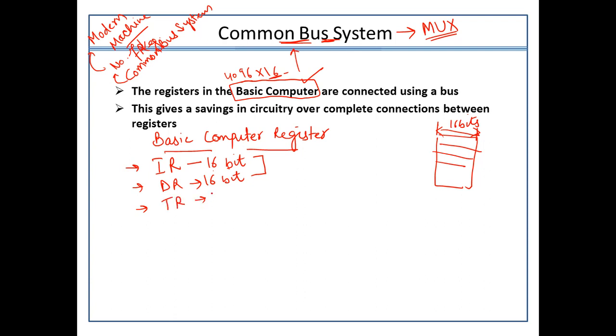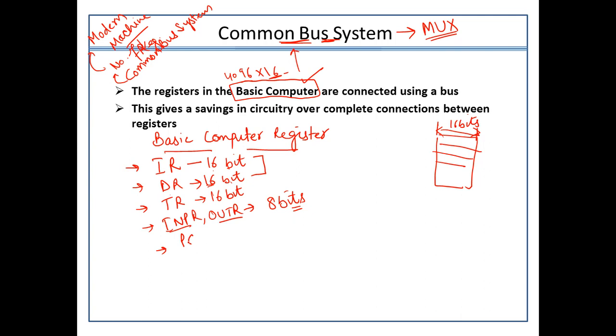Similarly, there is a temporary register. If I have to hold the data in between any particular instruction, then definitely the data is 16 bits, so the temporary register would also be of the same size. Then there is an input register and there is an output register. The size of these registers, along with the configuration of the basic computer, is only 8 bits. So you can easily remember that, right?